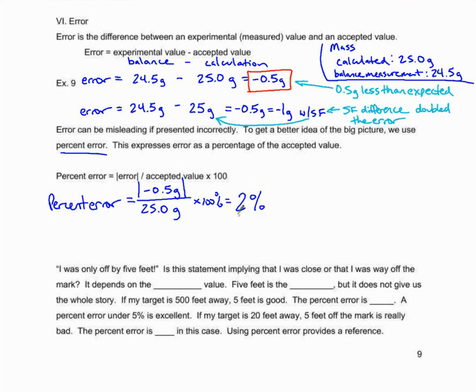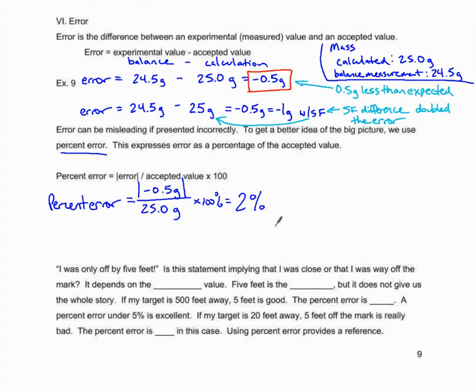This 2% is based on significant figures. So this top number, negative 0.5, has one significant figure. The bottom number, 25.0, has three significant figures. And so our answer should have one significant figure, and it does. It's 2%.